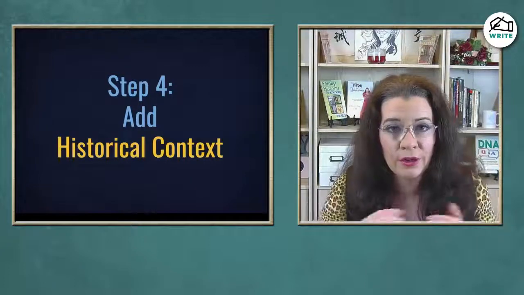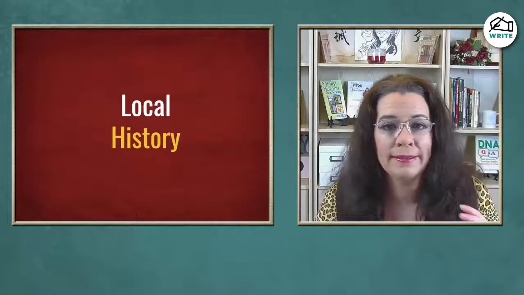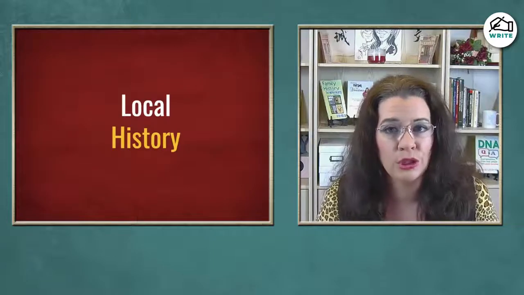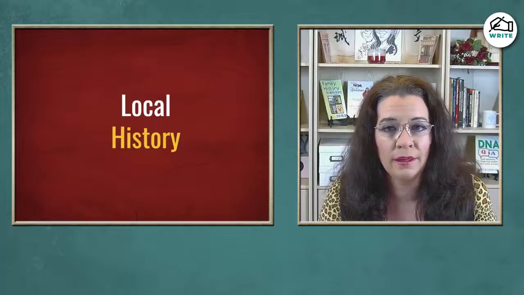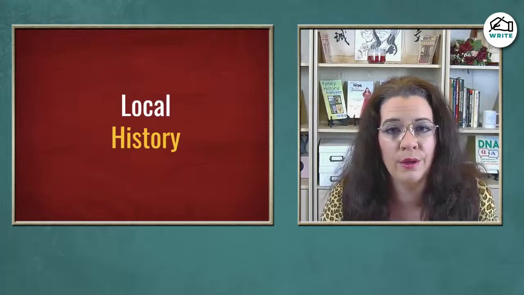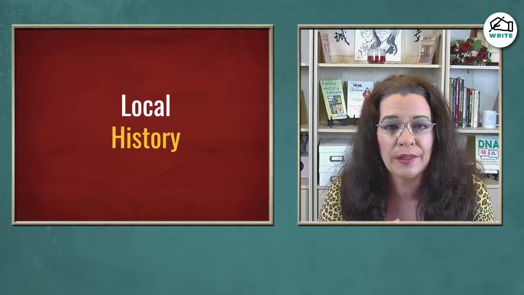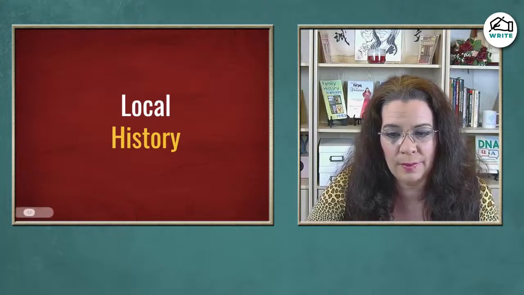So layer the historical context. You're going to look for local history. What is happening in the town or the county or even the state in which your ancestor lives? Most people are very myopic in their life. They only know what's going on in their lives before the age of the 24-hour news cycle. So incorporate local historical events into your ancestors' timeline.